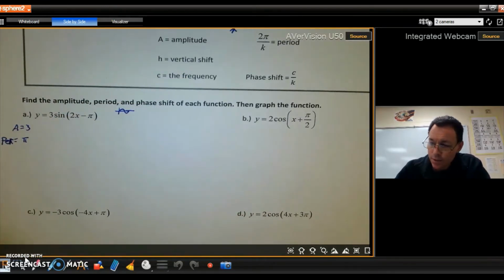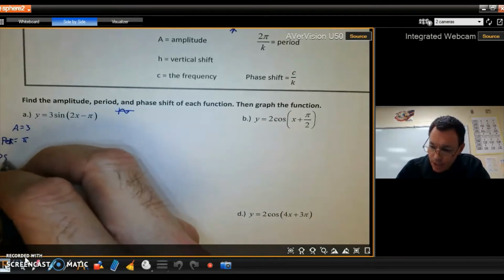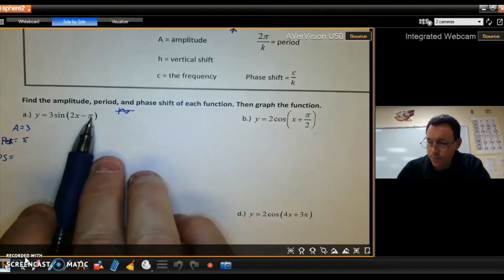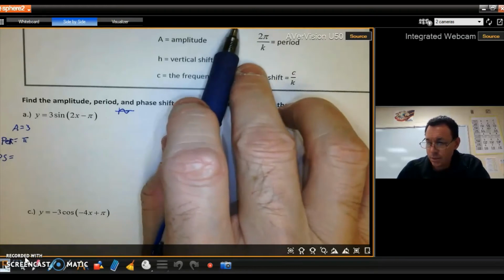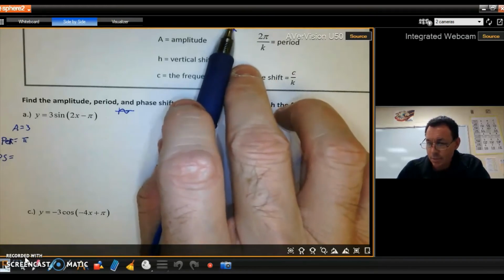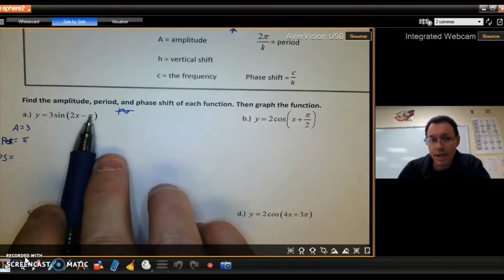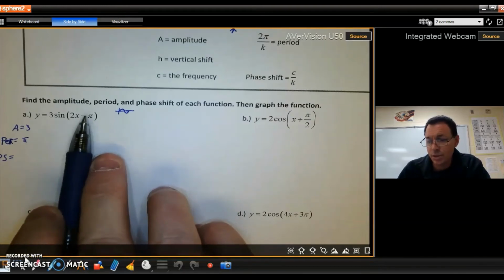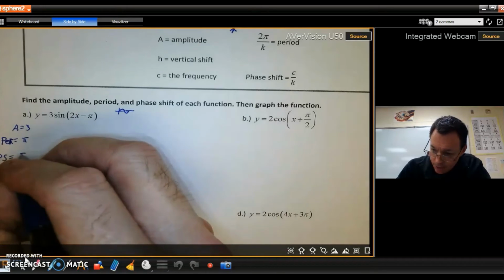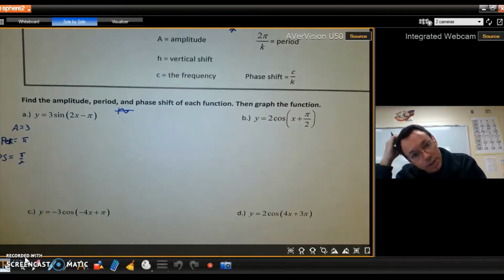And then I know that this graph is going to have a phase shift of, well, remember, that minus is part of the formula. So it's the opposite of what you're looking at. So it's just the positive pi value, not the minus pi. So it's pi over 2. Pi over 2. So here's what you're going to do.